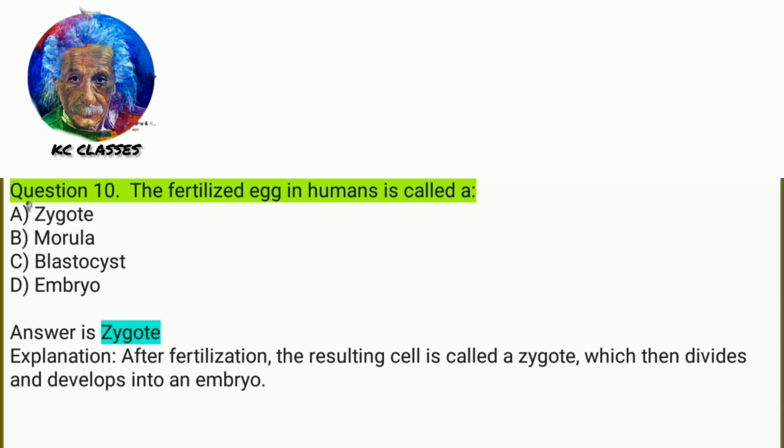Question 10. The fertilized egg in humans is called A. Zygote. B. Morula. C. Blastocyst. D. Embryo. Answer is zygote. Explanation: after fertilization, the resulting cell is called a zygote, which then divides and develops into an embryo.